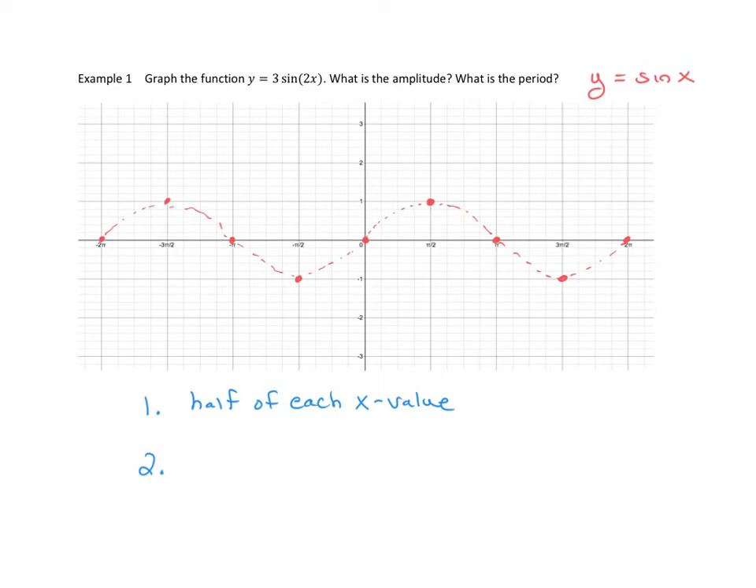The second change in this function here is the 3. This 3 is being multiplied to the y values on this sine function. That's going to have the effect that you would expect, where we're going to multiply the y values by 3.